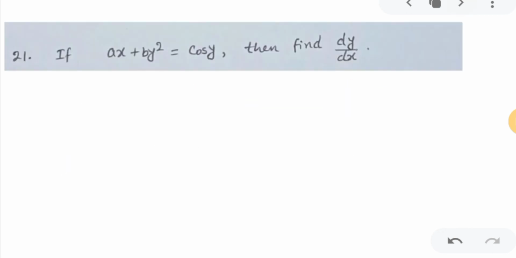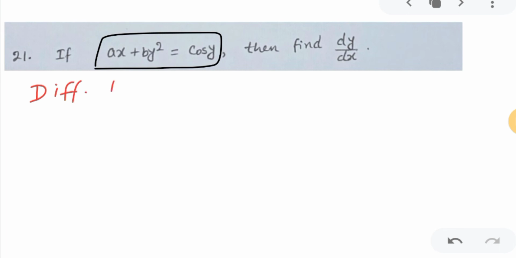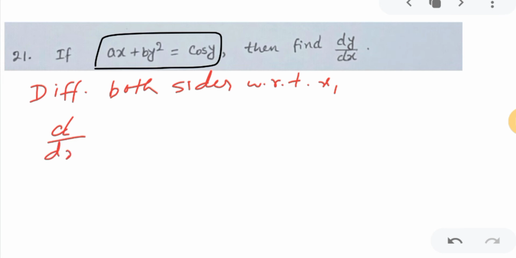Okay, now we'll move to the next question, question number 21. This is also a similar type of question. The function is given and we have to find dy upon dx. So similarly, I will differentiate both sides with respect to x. If I differentiate both sides, the left side derivative will be the derivative of each term, and I am doing each term separately, correct?